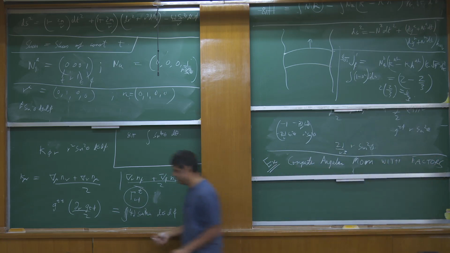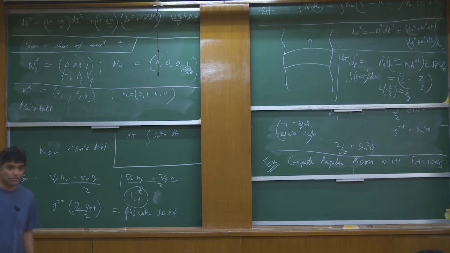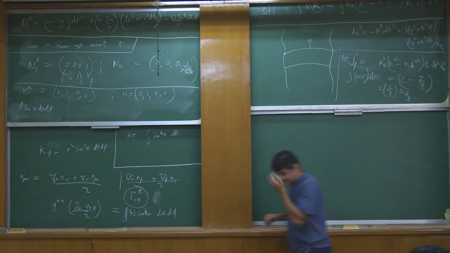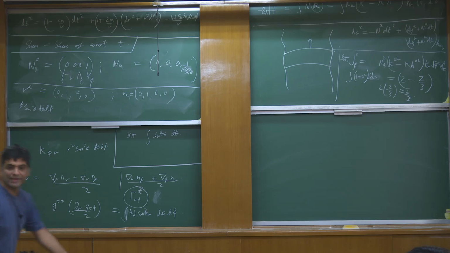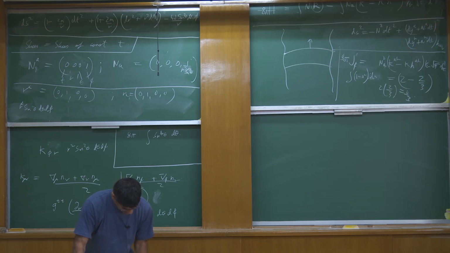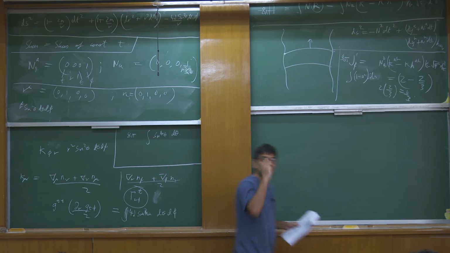Okay. So the final rule was that we expand ds squared in this form, and then J is the angular momentum. Fine. Now, let us use this to evaluate the angular momentum of the Kerr solution we had in the last class.